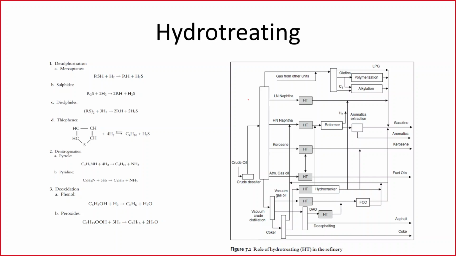Two more minutes. So hydrotreating, basically, is removing the impurities. We remove the sulfur, we remove the nitrogen, we remove the oxygen, in the forms of hydrogen sulfide, ammonia, and then water. So that's basically what is meant by hydrotreating.